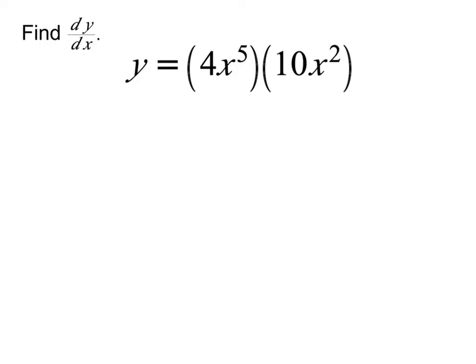If I want to figure out what dy over dx is, I can actually start by rewriting this and simplifying it so that it is in a format that I'm used to working with. So I can actually multiply the two monomials. So I do the 4 times 10, which is going to be 40. And then x to the 5th times x squared is x to the power of 7. Remember when we multiplied the x's, we add the exponents. Now find the derivative of that, please.